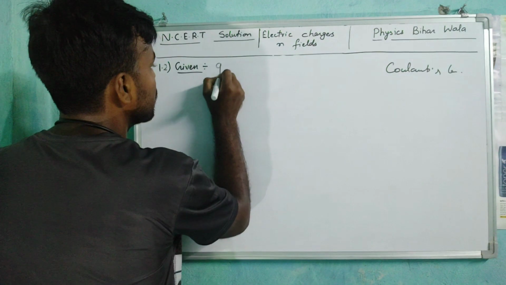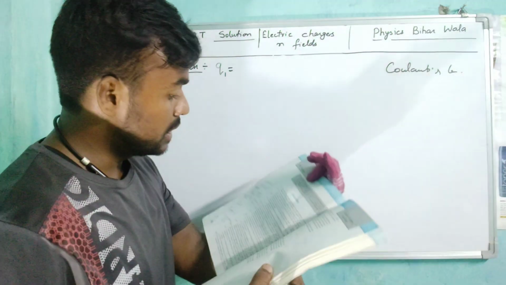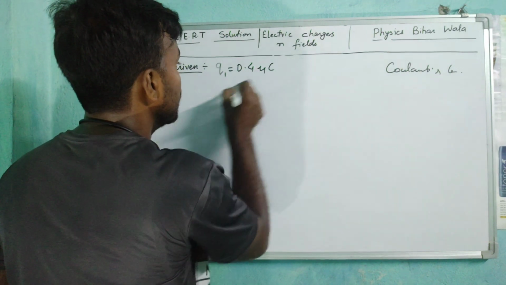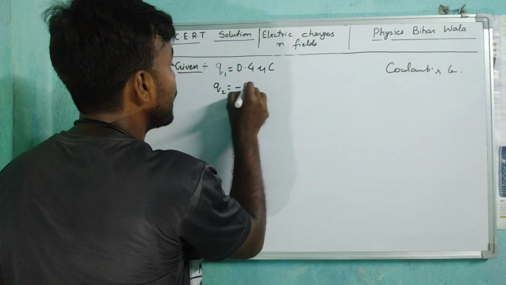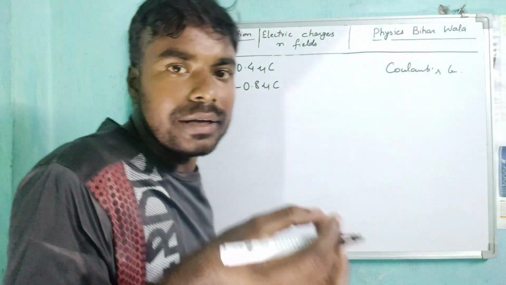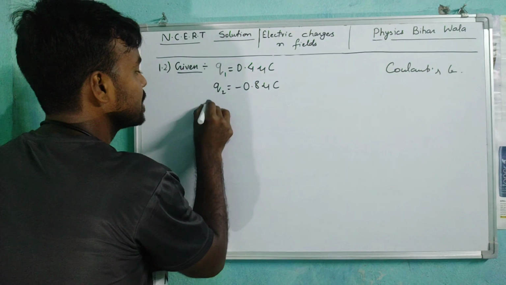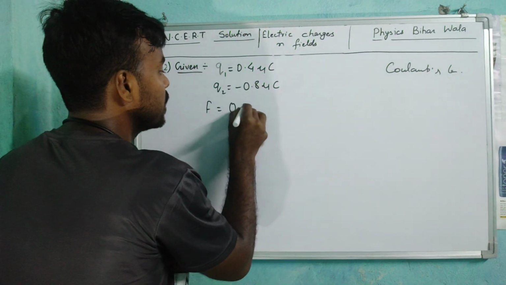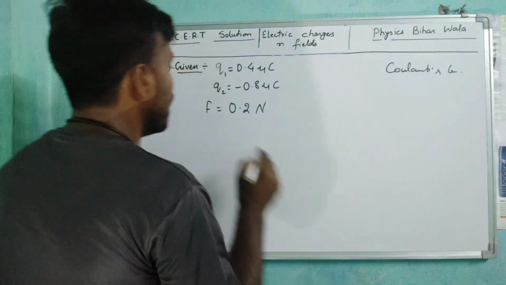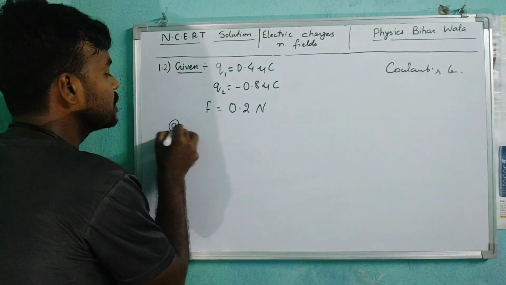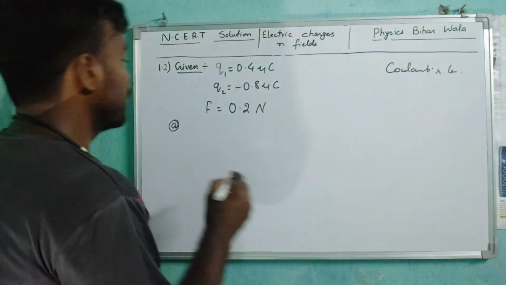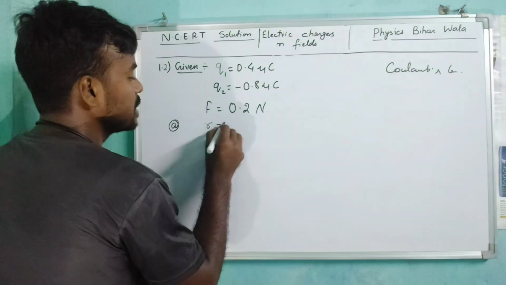Q1 is equal to 0.4 microcoulomb and Q2 is equal to minus 0.8 microcoulomb. And in this question the force between these two charged particles is already given, that is 0.2 Newton. Let me check. Okay, yes, I am right. In the first part of this question, we have to find the separation between them. No problem at all. R is equal to what?